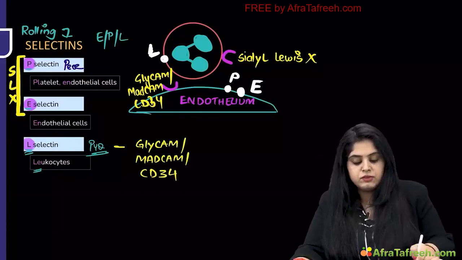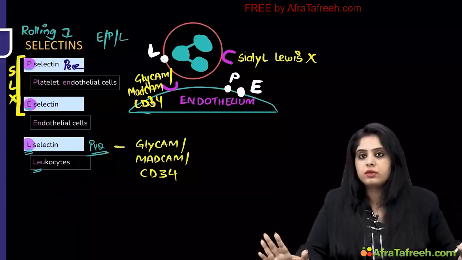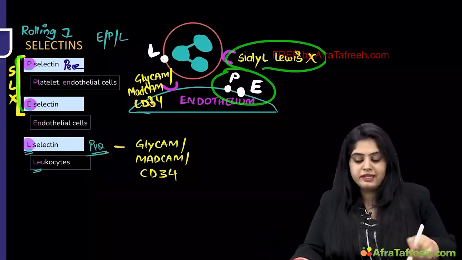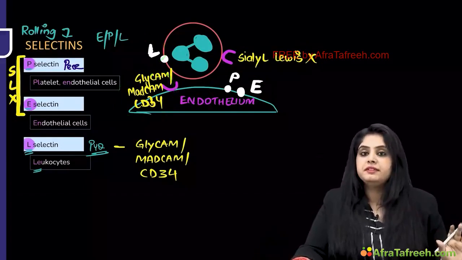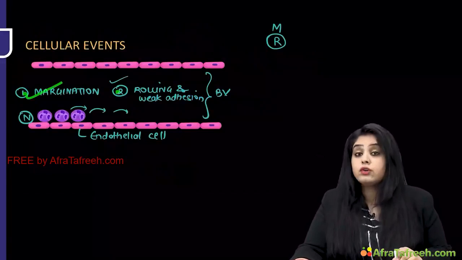Let's do a repeat. First you did the location. Where is English Premier League present? E for E, L for L, P for P. Done. Now you should know P and E selectin bind to what? They bind to sialyl Lewis X, and L selectin is going to bind to what? Glycam, madcam and CD34. So your selectins are done. That means your margination is done, your rolling is done.